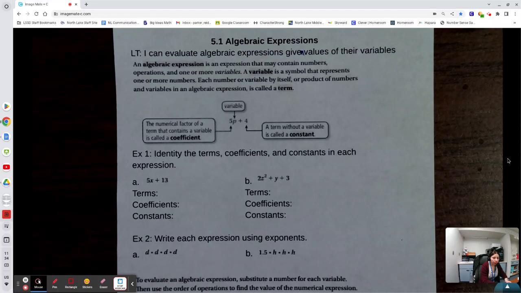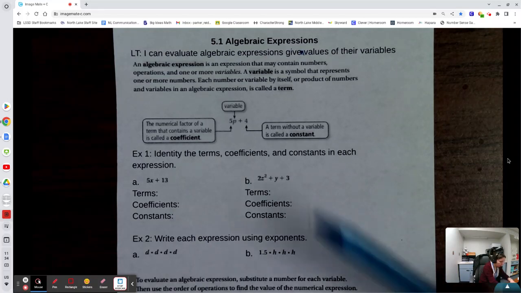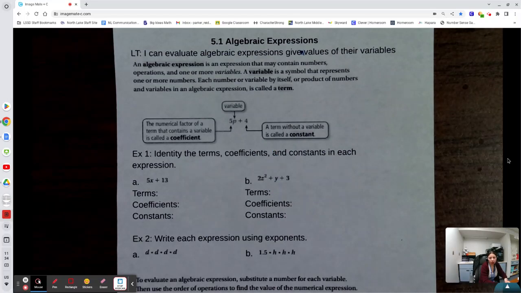Now, what is a variable? A variable is a symbol. In our case, it's going to be a letter that represents one or more numbers. So when you see X or Y or P, when you see a letter in math, that is called a variable, and it can represent one number sometimes, or it could represent multiple numbers sometimes.